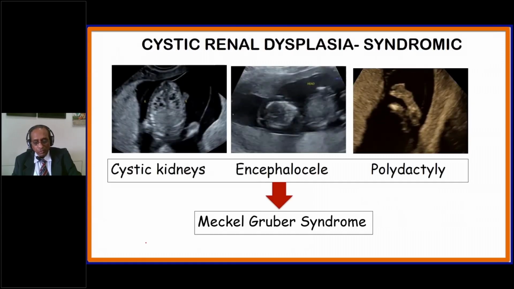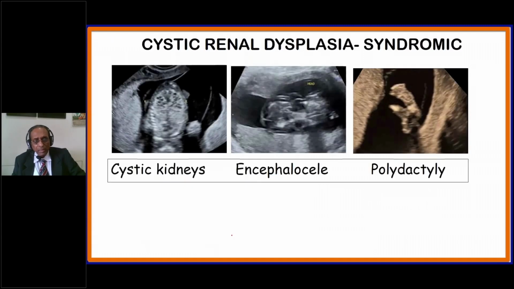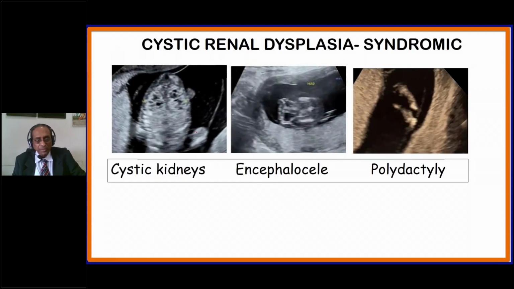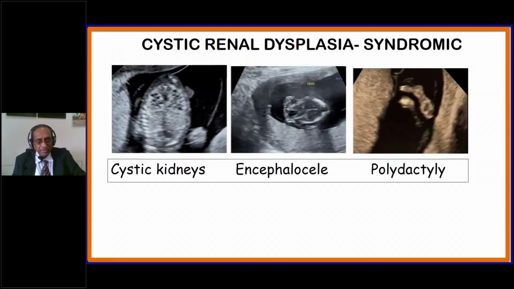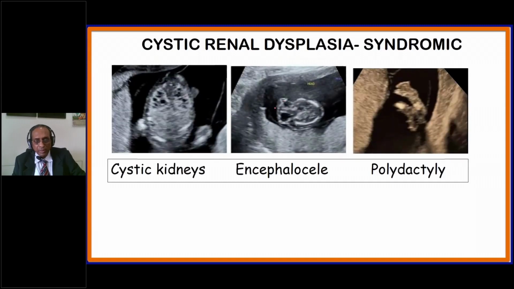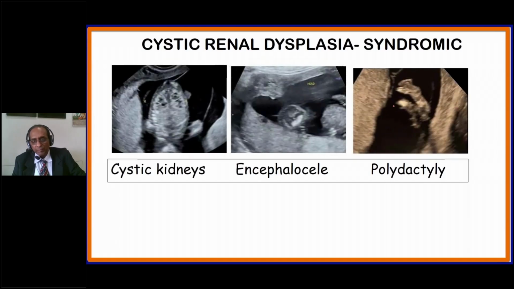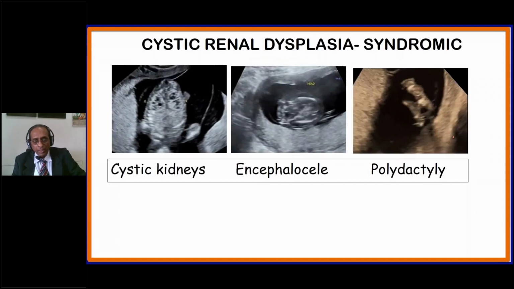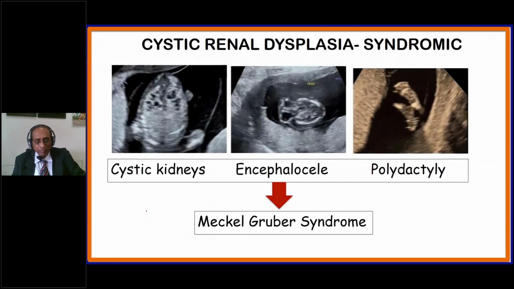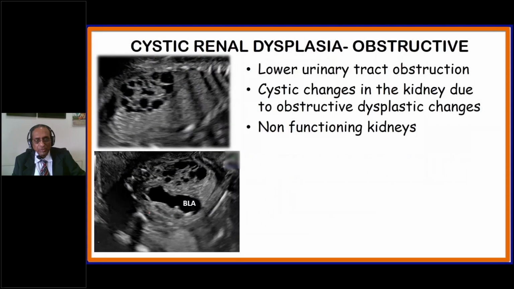So next we come to cystic renal dysplasia. Once we see bilateral renal cystic disease, we look for other systems, and here we can see an encephalocele and there is polydactyly. So the presence of an encephalocele, polydactyly and cystic kidneys gives the diagnosis of Meckel-Gruber syndrome. So the syndromic association of cystic renal dysplasia should be understood.